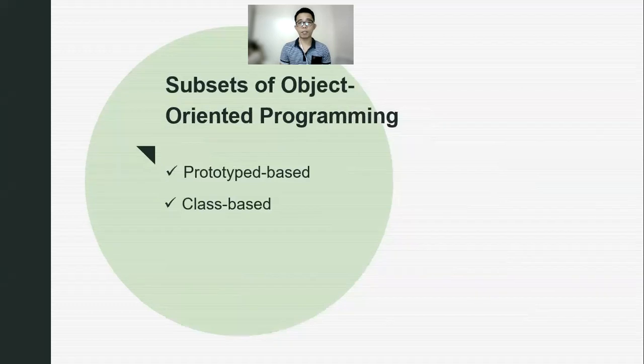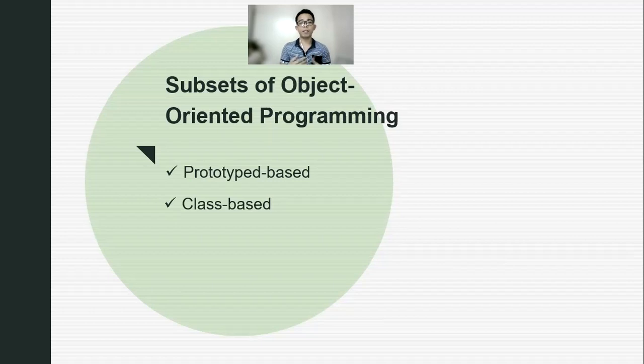Next, we have the subsets of object-oriented programming. We have the prototype-based and the class-based. Prototype-based is a subset of object-oriented programming which focuses on reusability of the objects in terms of extending an initial state into a further defined state. In this design, a prototype is created by the developer, which will be copied and modified during runtime to represent the final state of the object it represents.